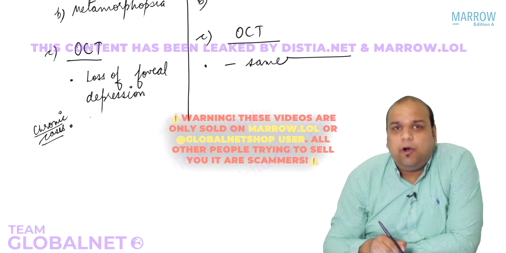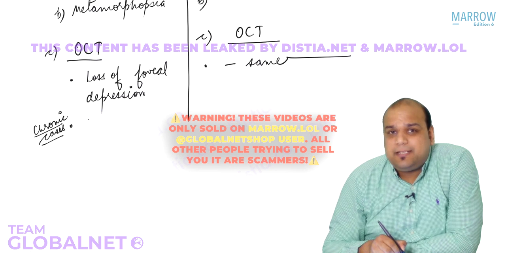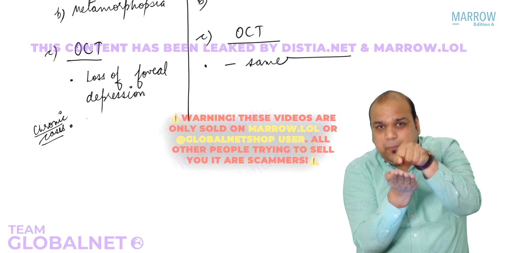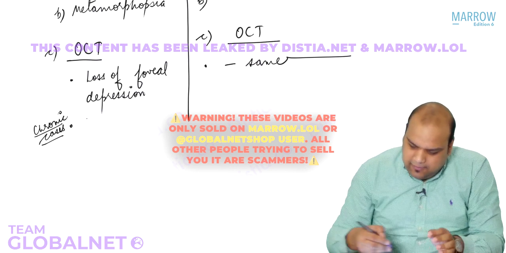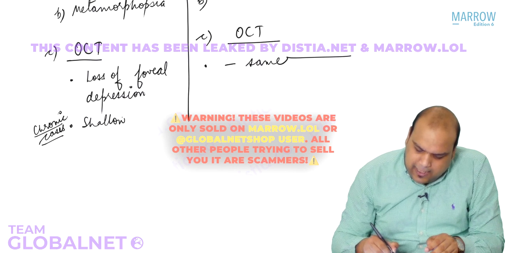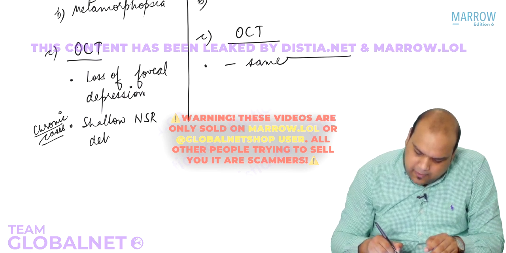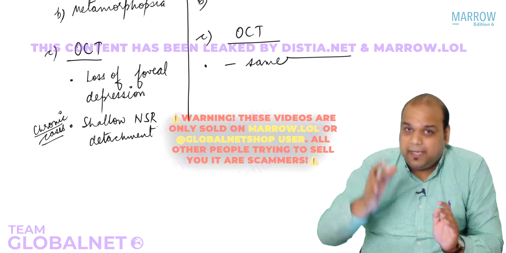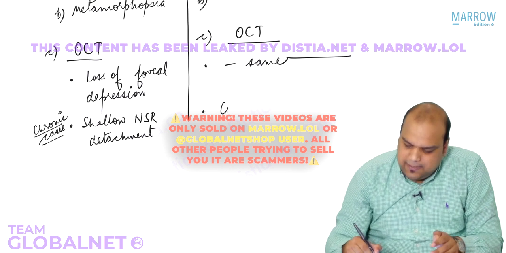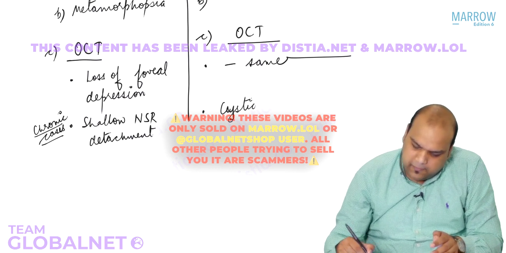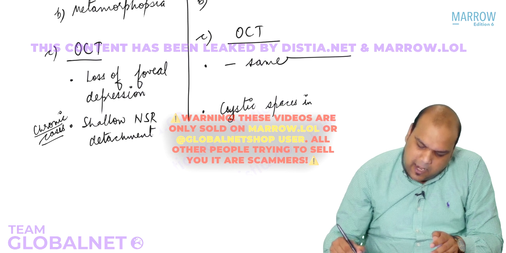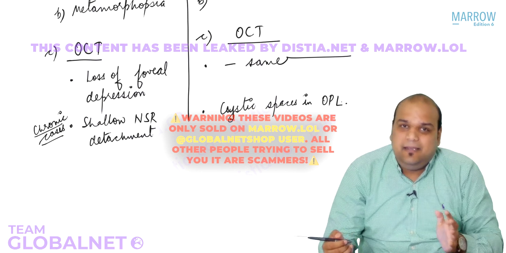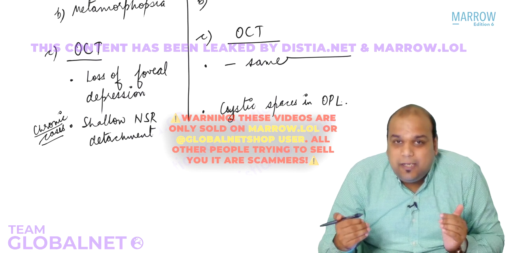In OCT of CSR, because the fluid is collecting in the subretinal space, think about it, everybody. The fluid in the subretinal space will push the neurosensory retina up. So there will be a shallow neurosensory retina detachment. But again, understand this will only be after some time. Similarly, in CME there will be cystic spaces in the outer plexiform layer, hence the name cystoid edema. But this is only in chronic cases.